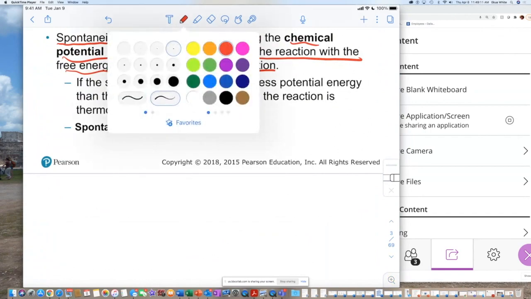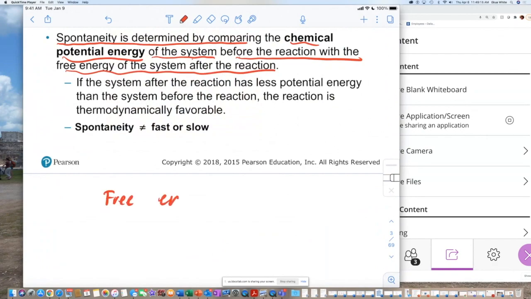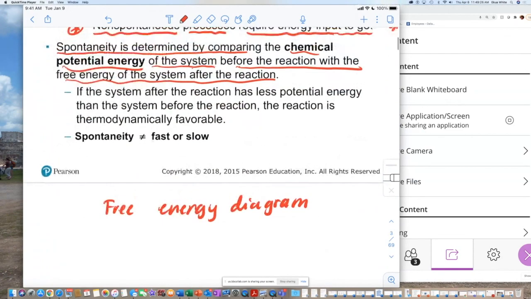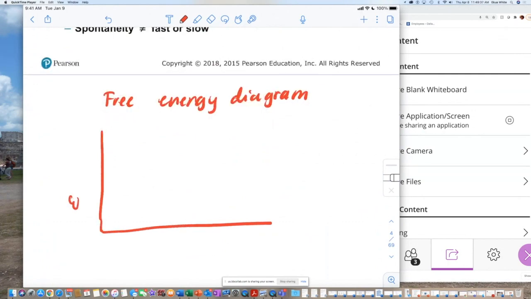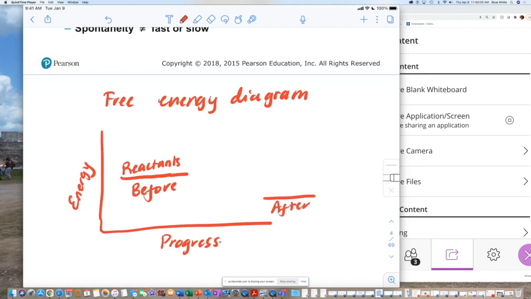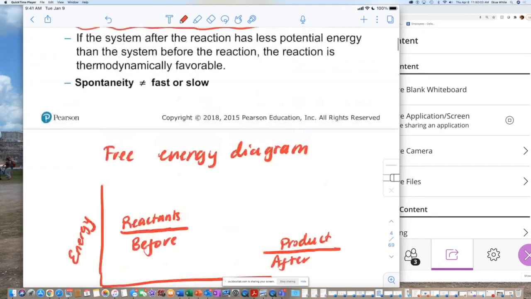What they're describing here is a free energy diagram, the one we just talked about. Okay, they didn't say all that, so you kind of have to read into the question what scenario this applies to. In that diagram we tend to have a y-axis and an x-axis. The y-axis shows us energy, right? The x-axis shows us the progress of the reaction. We know that we have the reactants on the left. The reactants indicate the before the reaction, and then products will be the after. This is our products. So what they're describing here is this graph right here.